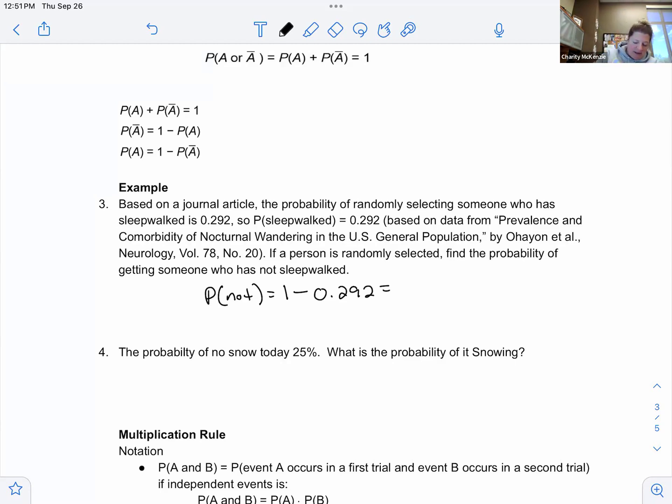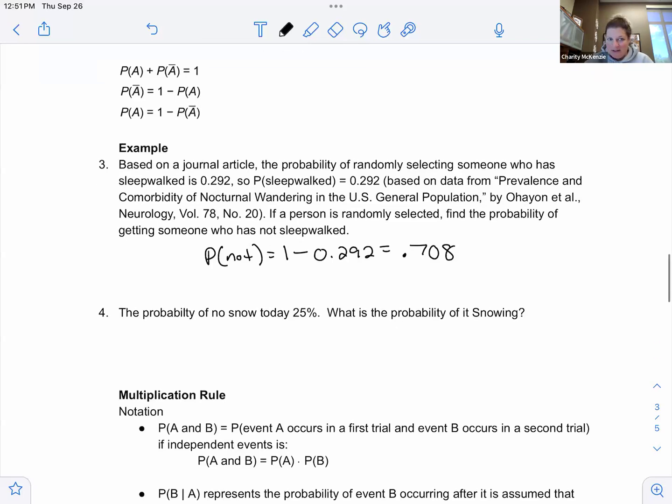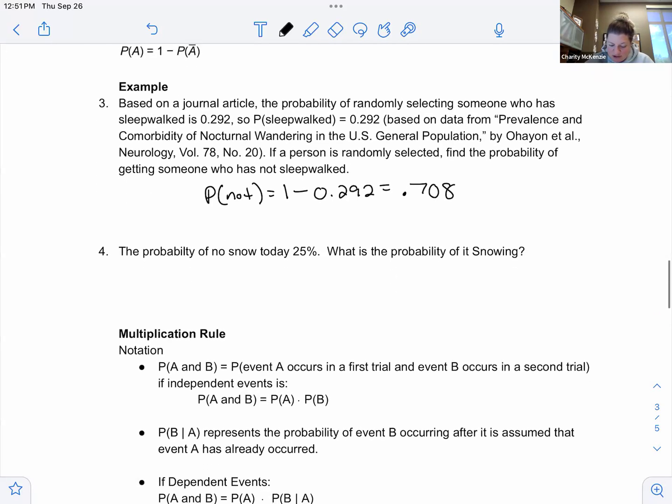And what is that? It's about 70. 1 minus 0.22 is not 70, but 0.708 or 70.8%. Okie dokie. So we can use that in a lot of places, and they get a little tricky with those ones in the next section.